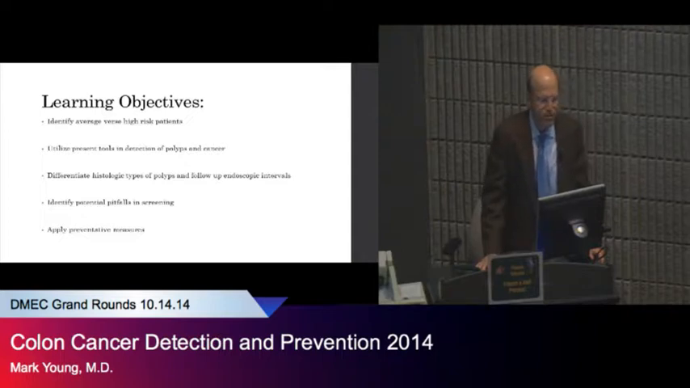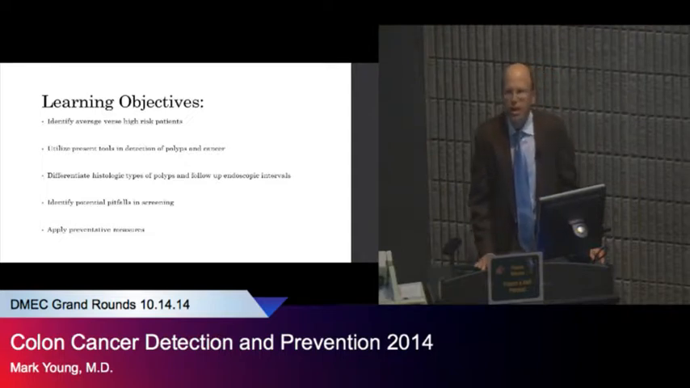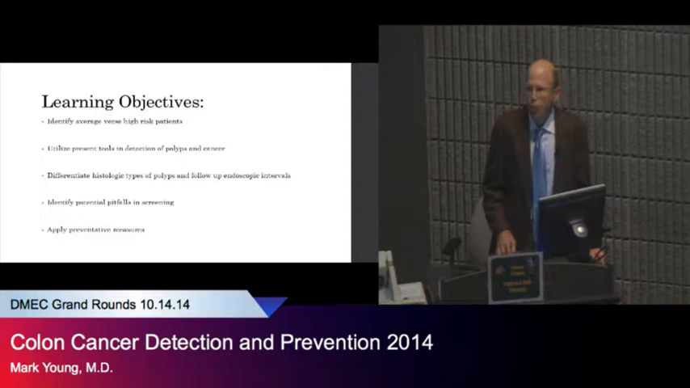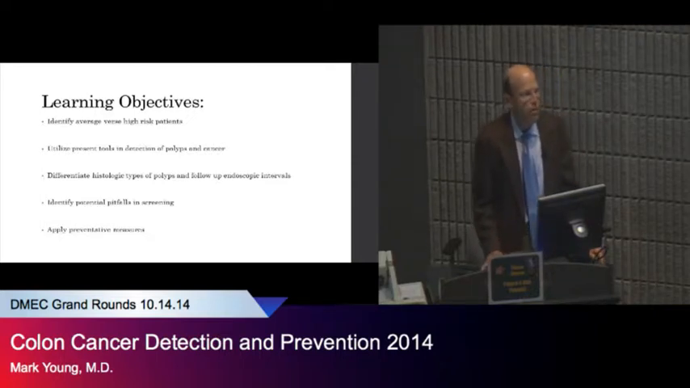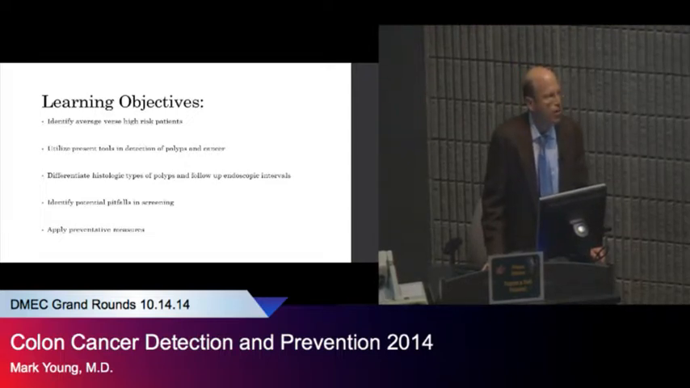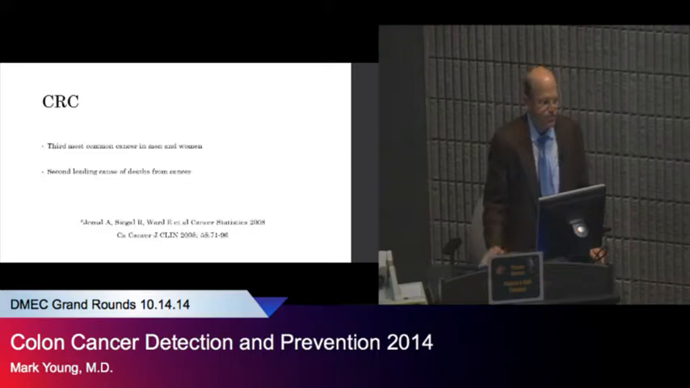We're going to differentiate different histologic types of polyps and go over the new guidelines for follow-up on these polyps. And we're also going to identify potential pitfalls in screening. You know, when we used to tell patients that if we did a colonoscopy, you have 10 years not to worry about anything, but sometimes interval cancers develop. And then we're going to also try to apply a few preventative measures besides just endoscopy on trying to curtail a patient from having colon cancer.